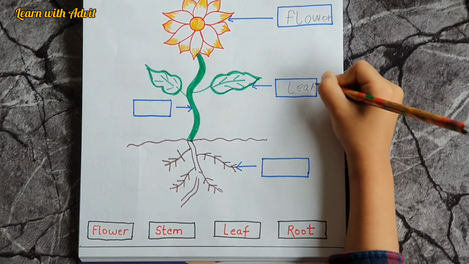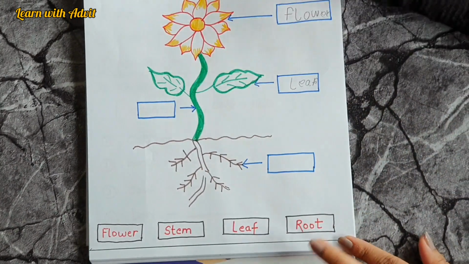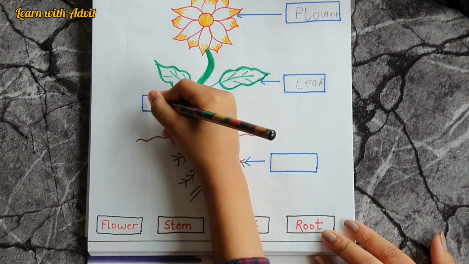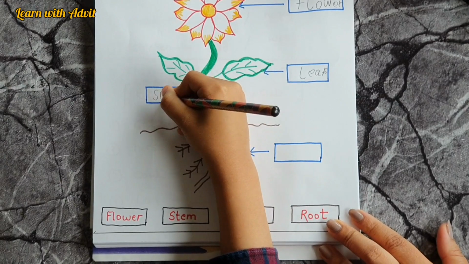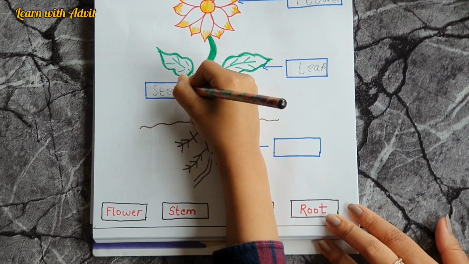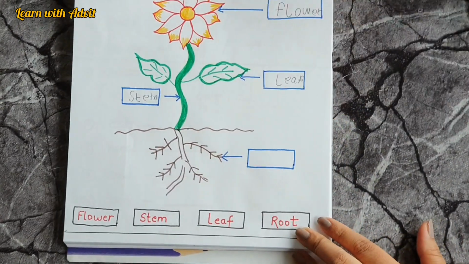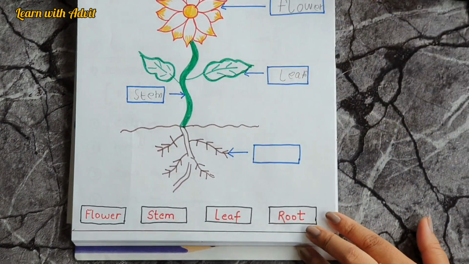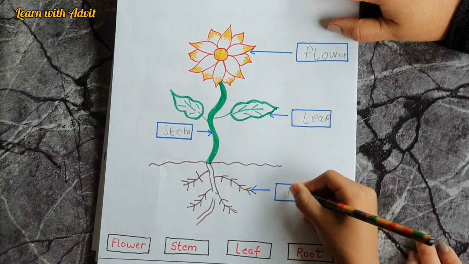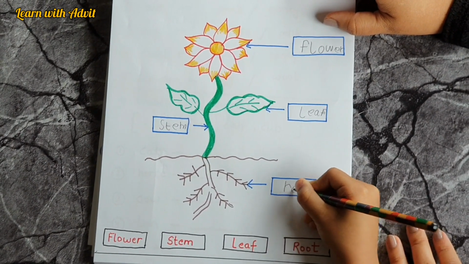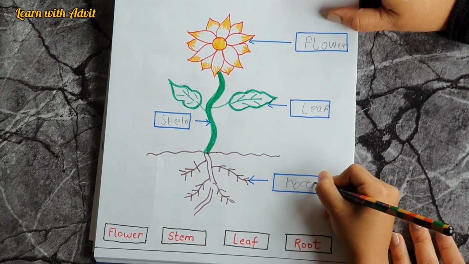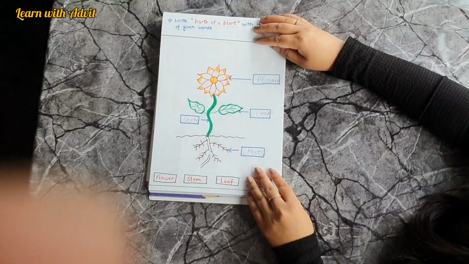Very good. And this? Is a stem. Right. S T E M. Very good. And this? Is the roots. Right. R double O T S. Very good.